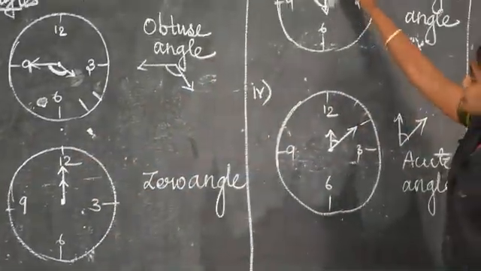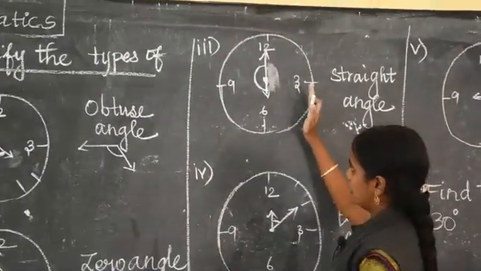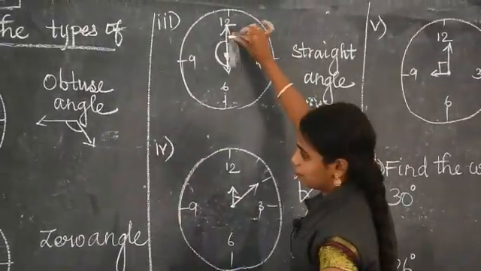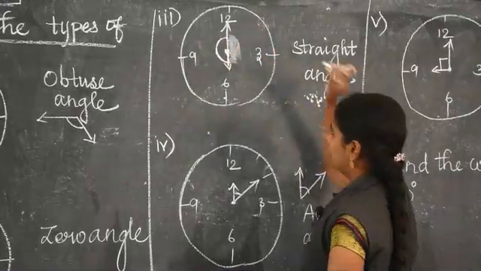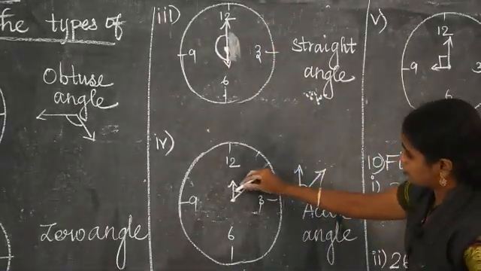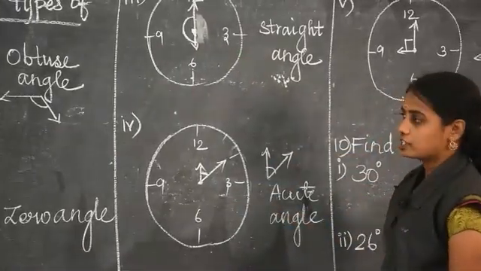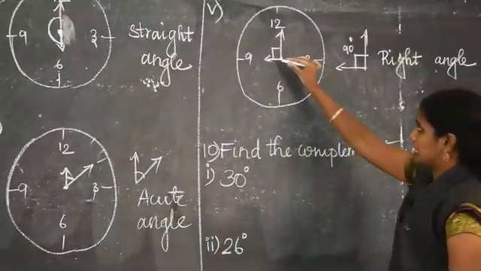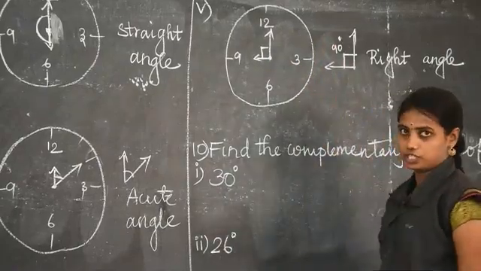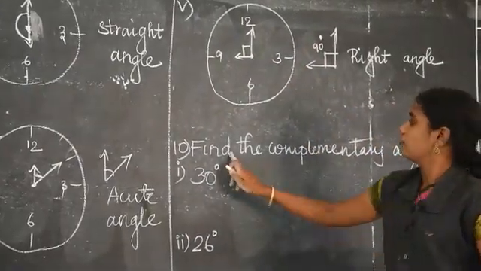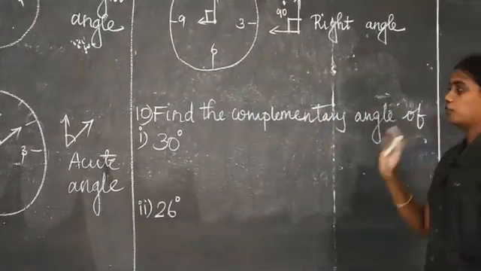Now it is a straight angle. Right to left only you have to go. Always move from the right side to the left side. Likewise here also, right side to left side. This is a straight angle. It is an acute angle, it is a right angle. Listen, right side to left side. Clear? Next, find the complementary angle of.